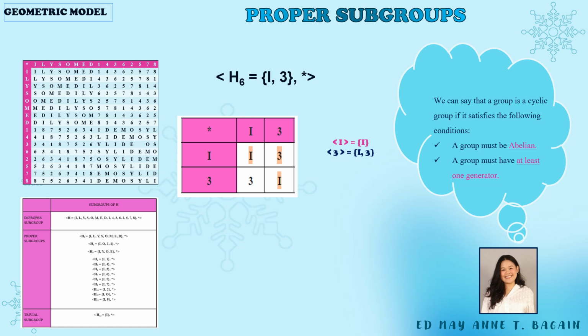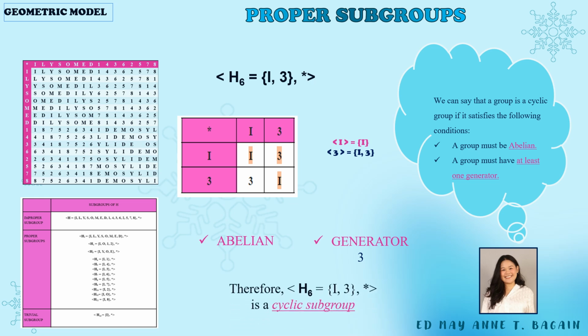3. Perfect. So we have 3 as the generator because it generates all the elements in this set, which is I and 3. So all of the conditions are met, which is abelian, and has at least one generator. Therefore, H sub 6 with elements I and 3 under the operation star is a cyclic subgroup.